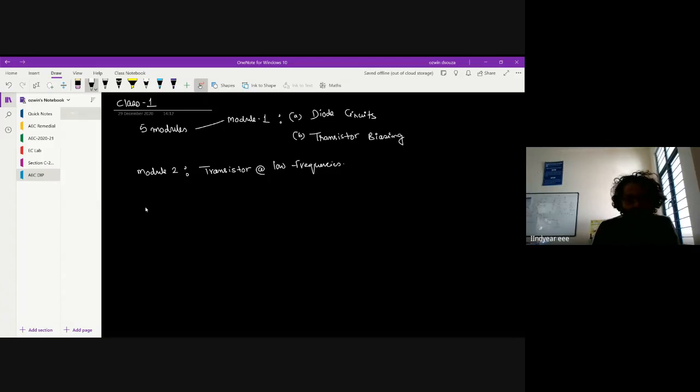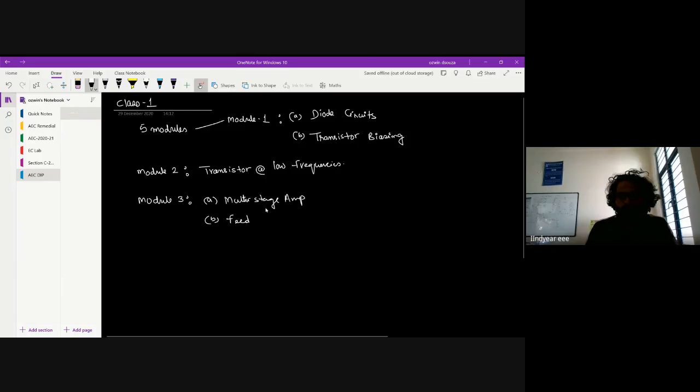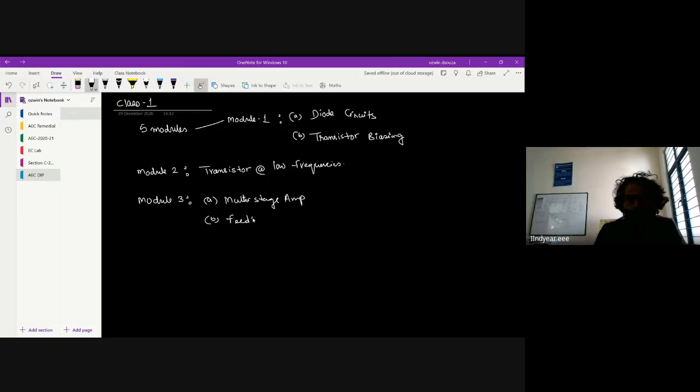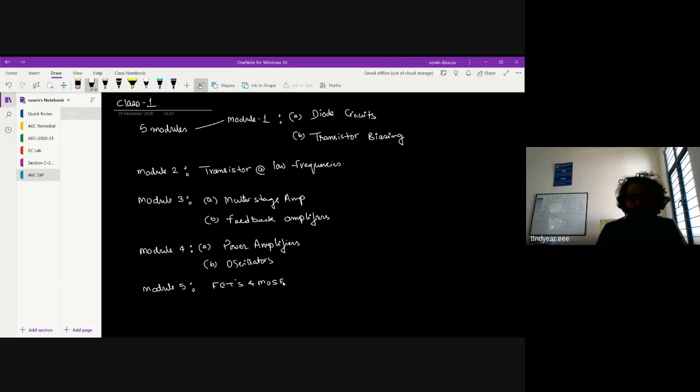On the other hand, module 3 consists of 2 parts: multi-stage amplifiers and feedback amplifiers. Then we will have module 4. It again consists of 2 parts: power amplifiers and oscillators. And then finally, the last module. Here you are going to talk about FETs and MOSFETs.